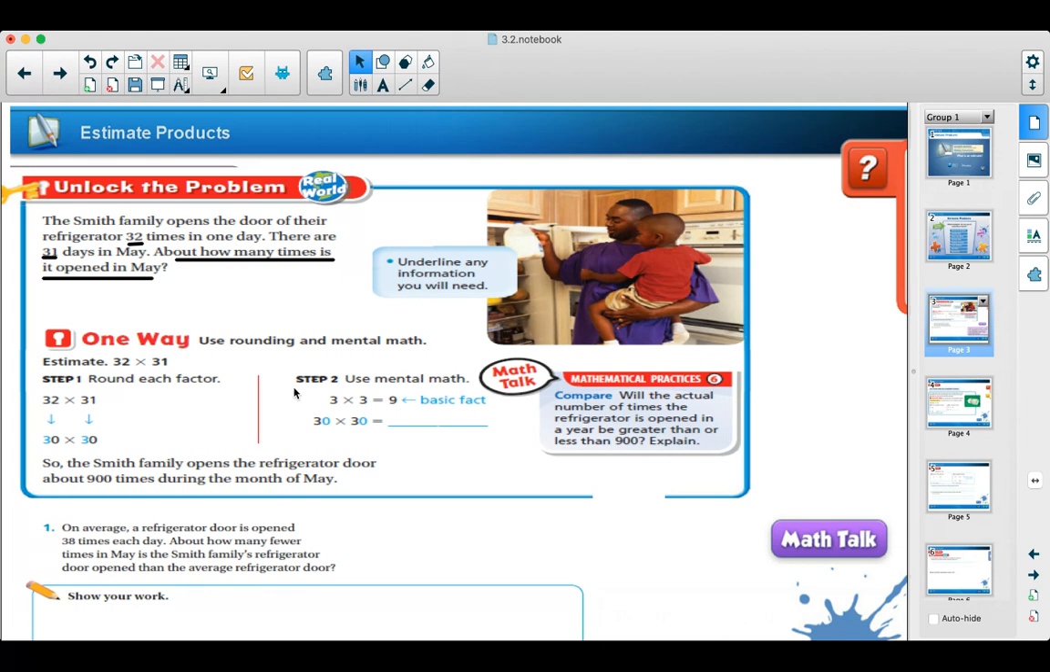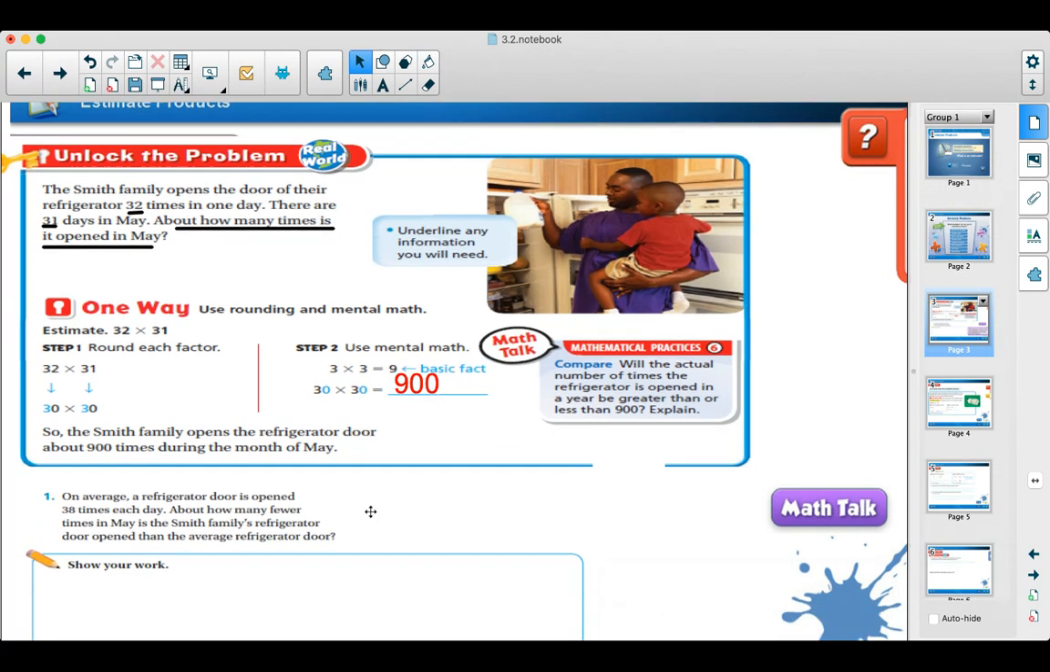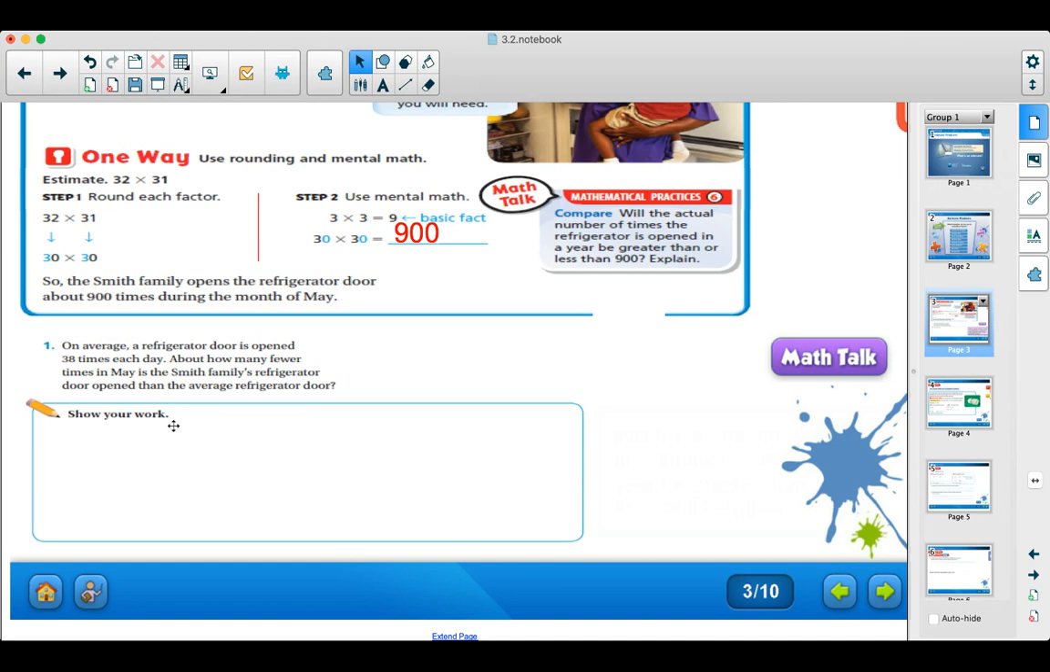We will use mental math to do this. Let's look at our basic fact. Our basic fact is 3 times 3 equals 9. So 30 times 30 equals 9, and we need to append our two zeros. So the Smith family opens the refrigerator door about 900 times during the month of May. Let's look at the first problem.